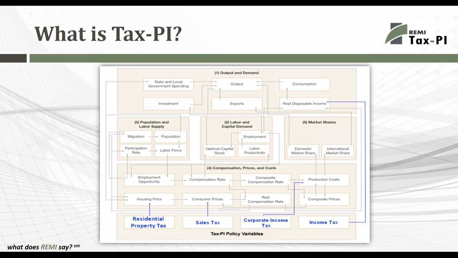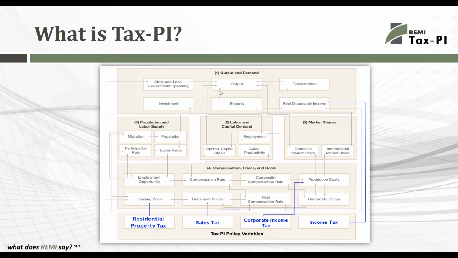As you can see, the first block is output and demand. If you think about Econ 101, output must be equal to consumption, C, plus investment, I, plus spending, G, plus net exports. And this really tells how output could be generated for that specific region.